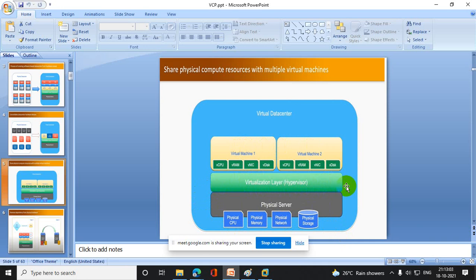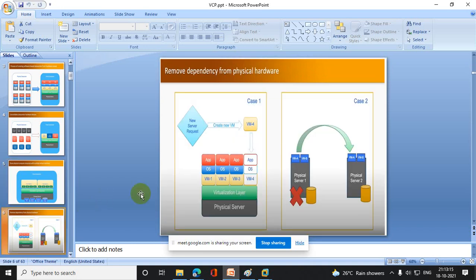This is the fundamental I'm telling you. If you do not have an understanding of the fundamentals, then it will be a big problem. That is why the theoretical part is very important in VMware. Generally, we want to remove dependency from physical hardware. Basically, that is the big challenge.